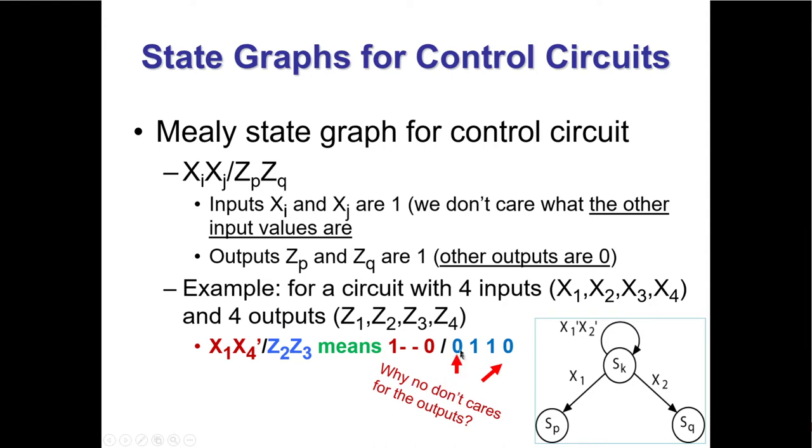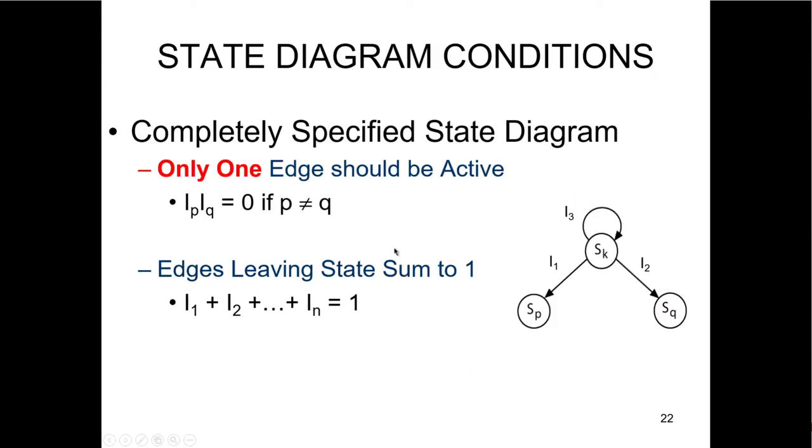and why do these have to be don't cares? Because we always assume if you don't specify your output Z, then it's assumed to be 0. So these aren't don't cares, these are zeros. Okay, so we need a completely specified state diagram. And if our state diagram isn't completely specified, then that can cause problems.